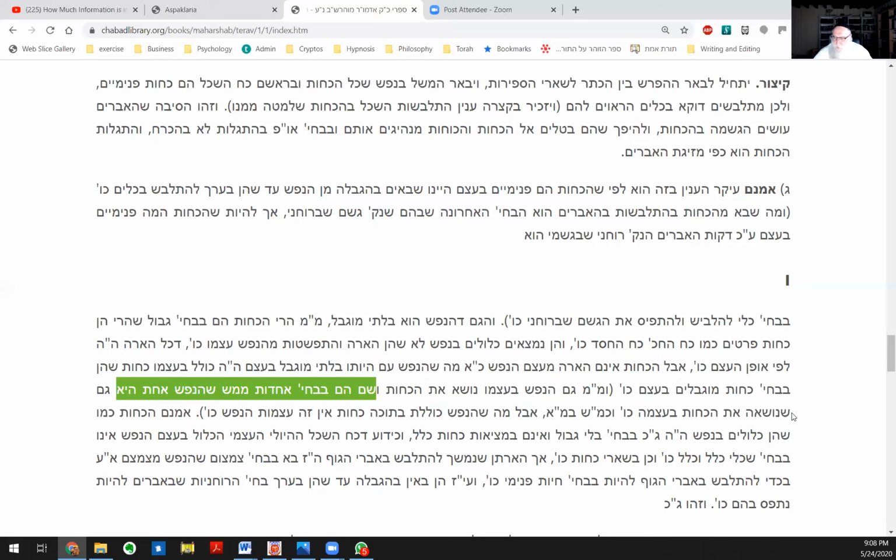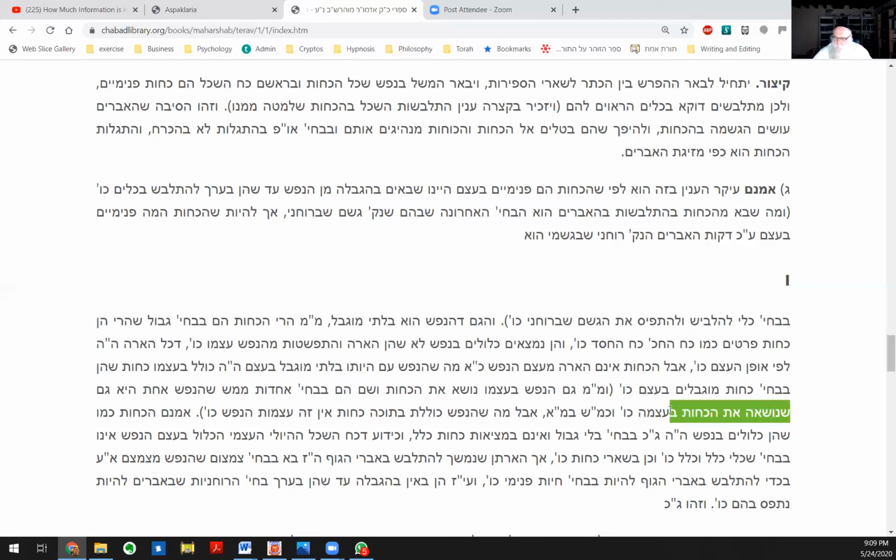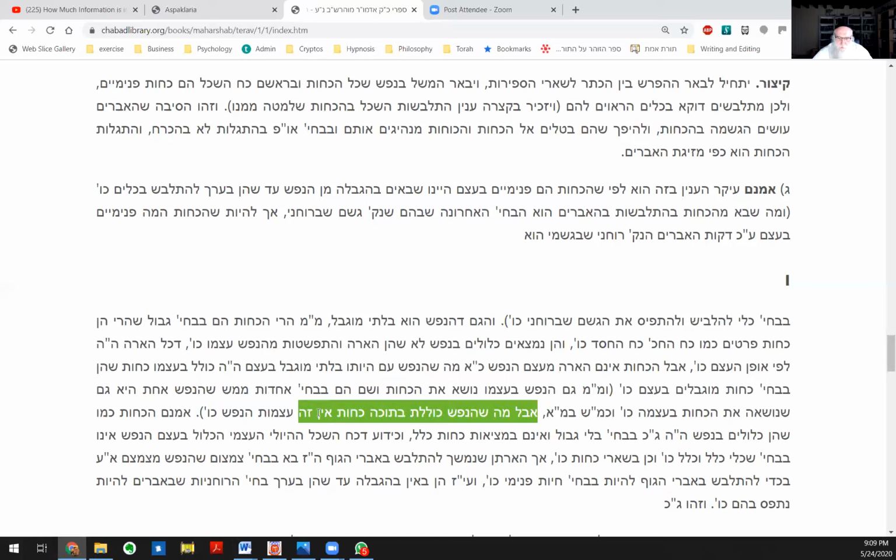Gam shenosa es hakoiches ba'atzma. But it's noise of the koiches in itself. Okay. Well, masha nefesh koleles besoicha koiches, and this is koilel the koiches, not noise of the koiches. Noise of the koiches talks about the etzem nefesh, that the etzem nefesh has the possibility for producing koiches.